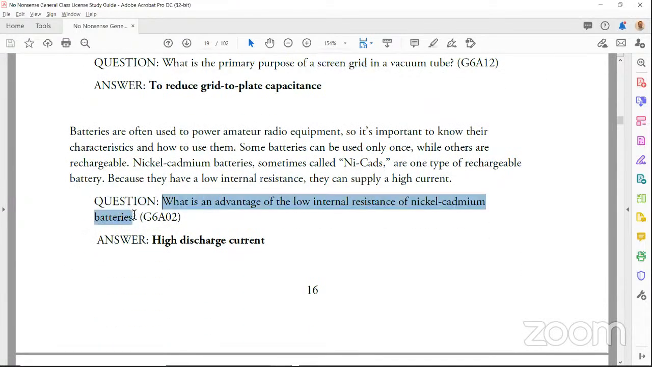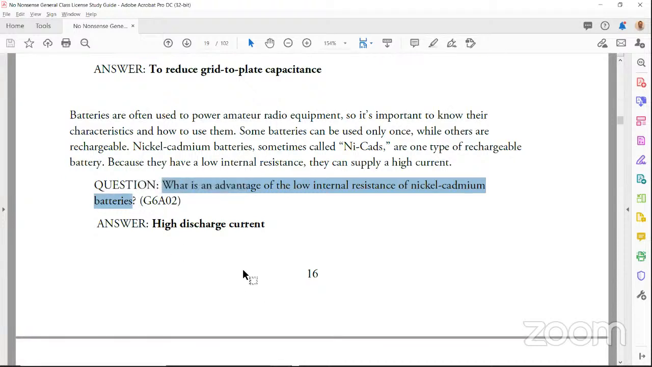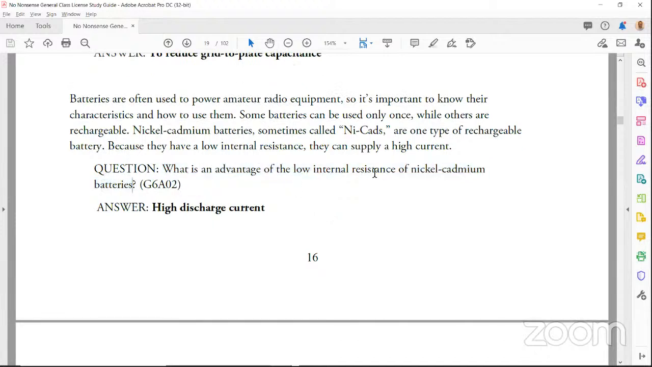Okay, next question in the question pool. What is an advantage of the low internal resistance of nickel cadmium batteries? So recall we looked at batteries and we looked at the advantages and disadvantages and so on of the different types. Well, they're asking us about what is the advantage of having a low internal resistance of NiCads. And you may recall that we did make a reference to Ohm's law, the Ohm's law formula, and we showed that if the resistance is low, you can have a high current, or the current is high as a result of it having a low internal resistance. So the answer is high discharge current.